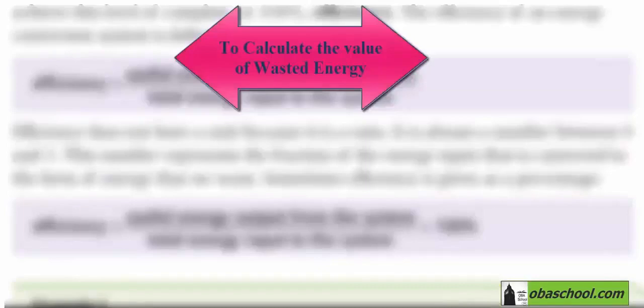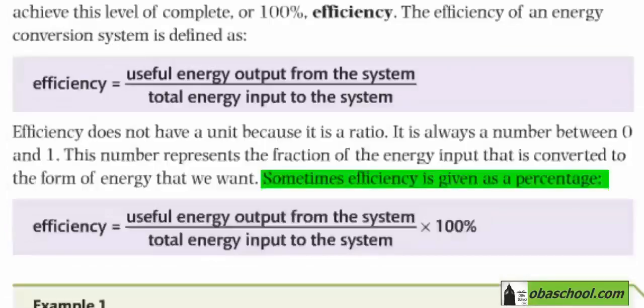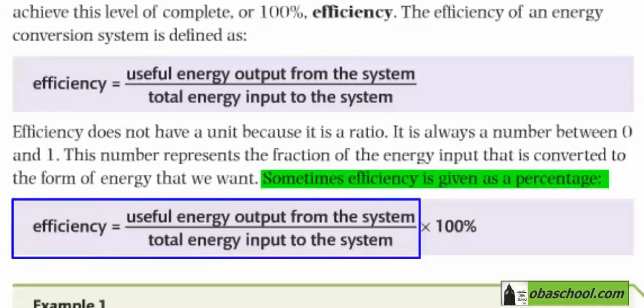Then, to calculate the value of the wasted energy, we have to subtract the useful energy output from the system from the total energy input to the system. So to convert the ratio of efficiency to percentage, we multiply the efficiency by 100%, as you can see.